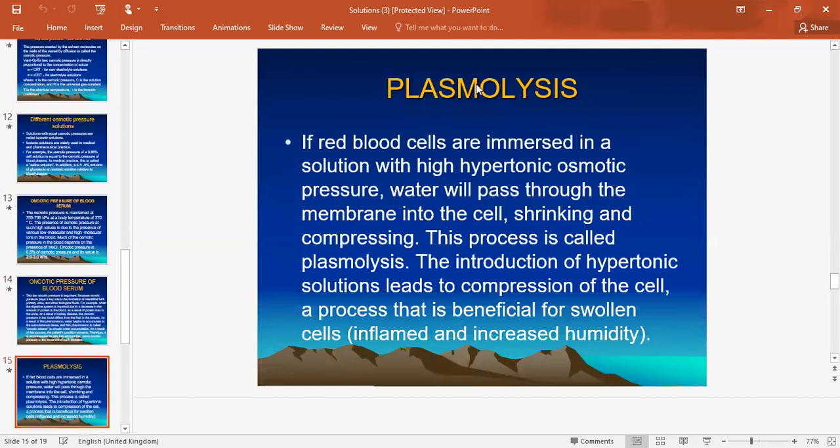Next, plasmolysis. If red blood cells are immersed in a solution with high hypertonic osmotic pressure, water will pass through the membrane out of the cell, shrinking and compressing it. This process is called plasmolysis. The introduction of hypertonic solutions leads to compression of the cell, a process that is beneficial for swollen cells. Swollen cells means inflamed and with increased humidity.